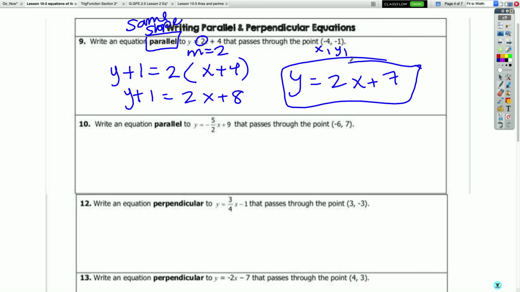Do we get y equals 2x plus 7? Yes. Okay, and that's our answer. So that was a very simple example. We distribute that 2 and then subtract 2.